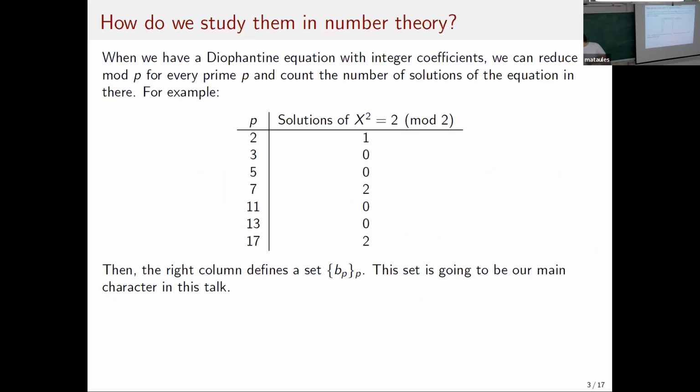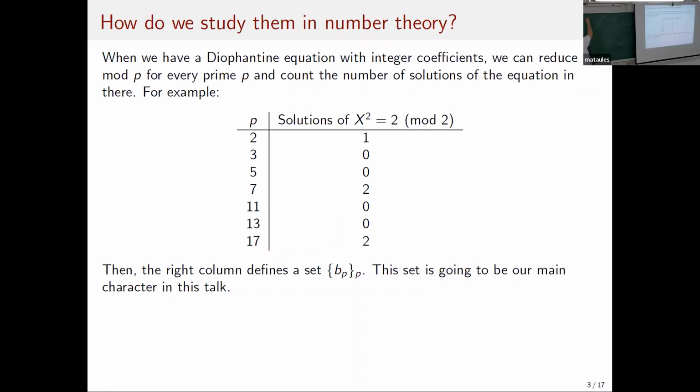So for example, we take the equation x squared equals 2, and we count the number of solutions. Here it should say modulo p instead of modulo 2, whatever. We count the number of solutions of the equation modulo p. For example, for p equals 2, it has one solution. For p equals 7, it has 2 solutions. This list of the numbers of solutions will be important to us, and it's actually the main topic of this talk: this list of seemingly random numbers.